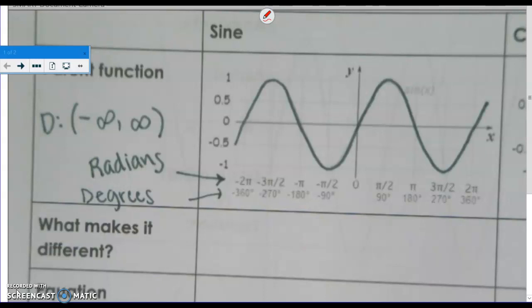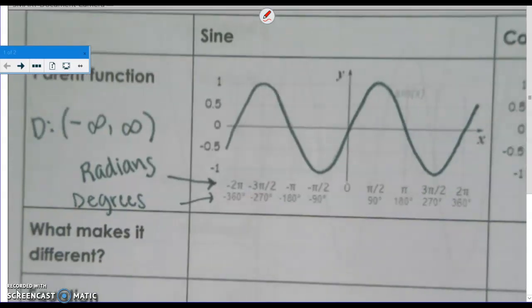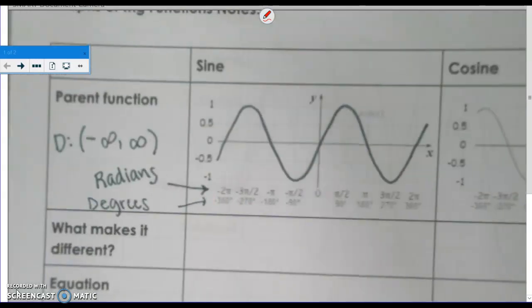And the parent function goes from 0 to 360, a full circle, one full cycle. 2 pi is the same as 360. Remember, 2 pi r is the circumference of a circle because 2 pi is the radian measure. All right, so what makes these two graphs different?